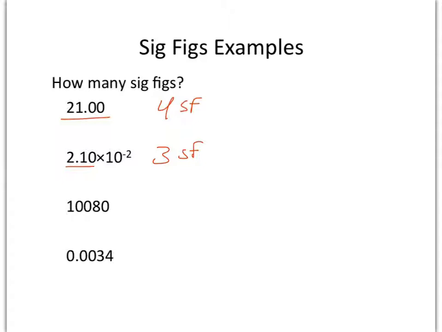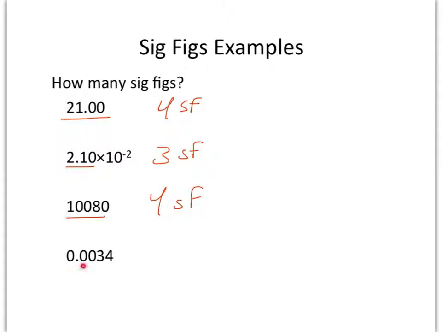All right. How about this third one here? 10080. We just did an example just like that a minute ago, right? Very similar. This last 0 is not significant. It's just a placeholder, but all these other ones are. Non-zeros are significant, as well as these zeros in between non-zeros. So that would be 4 significant figures.